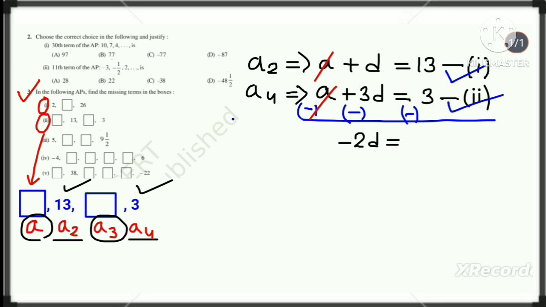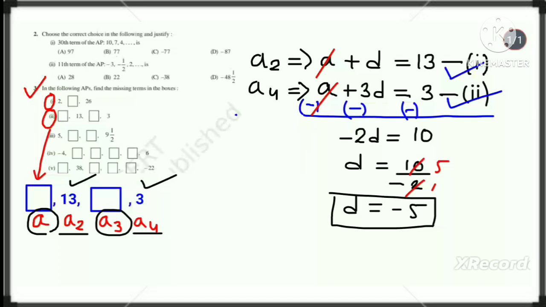After subtracting, we obtain 10. Now D equal to 10 by minus 2, and 2 1s are 2, 2 5s are 10. Finally, we obtain D equal to minus 5. Now we can easily find our required terms, right? So firstly, let's put the value of D in equation 1 so that we can obtain our first term, right?